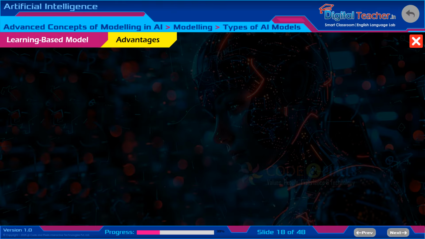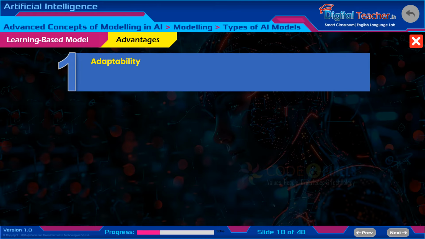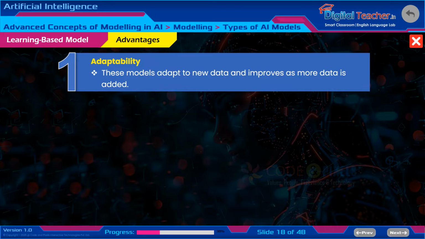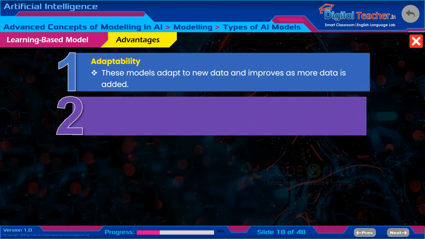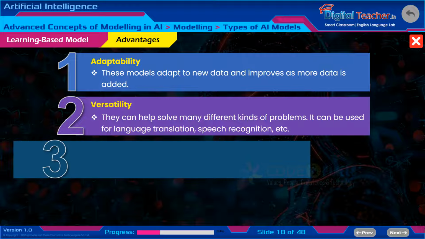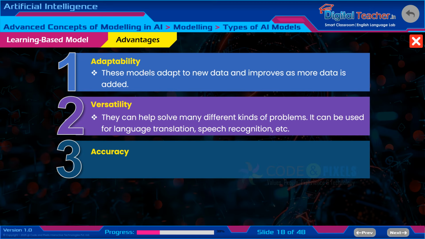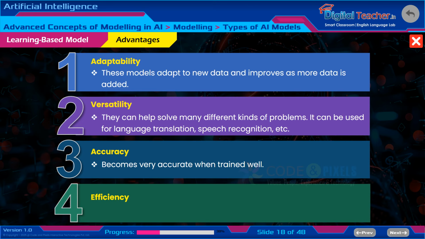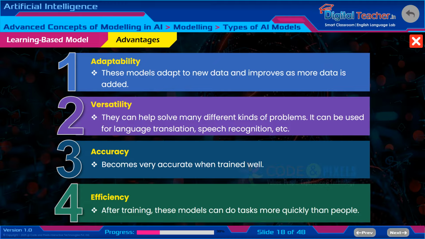Advantages of learning-based models. Adaptability. These models adapt to new data and improve as more data is added. Versatility. They can help solve many different kinds of problems. It can be used for language translation, speech recognition, etc. Accuracy. Becomes very accurate when trained well. Efficiency. After training, these models can do tasks more quickly than people.